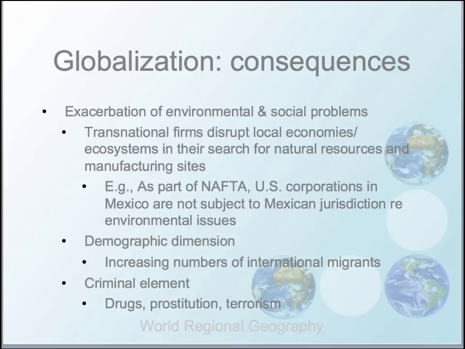Looking at the consequences of globalization, the actual effects on the ground, you might say, we've seen an exacerbation of environmental and social problems. So this includes when transnational firms disrupt local economies and ecosystems in their search for natural resources and manufacturing sites. For instance, as part of the North American Free Trade Agreement, U.S. corporations in Mexico aren't subject to Mexican jurisdiction when it comes to environmental issues.